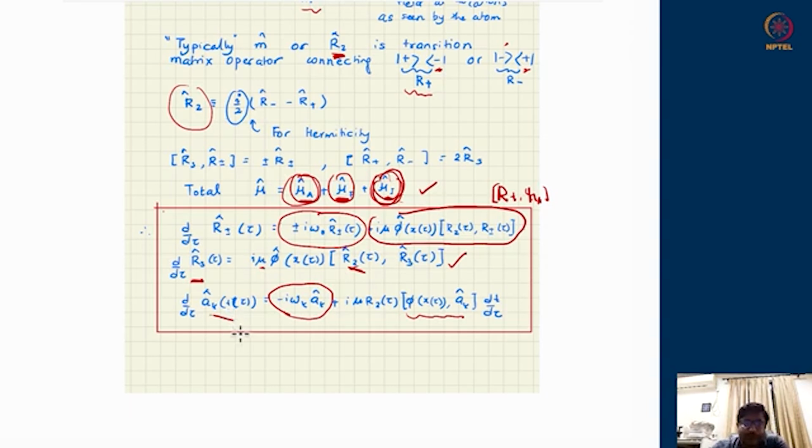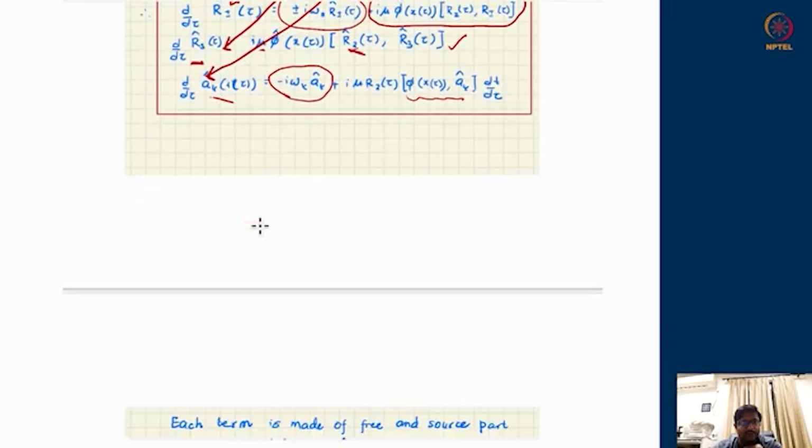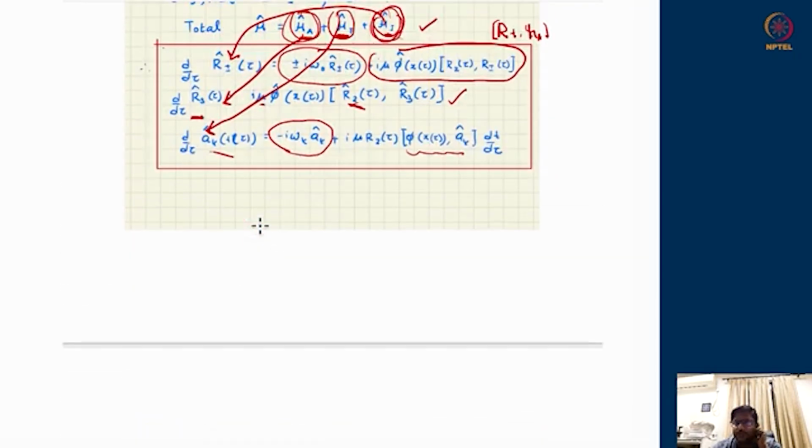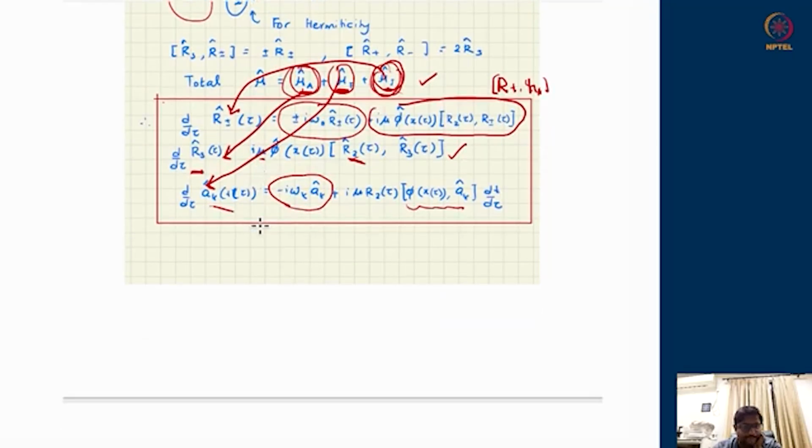So these are the relevant operators' time evolutions which appear in each of the pieces of the individual Hamiltonian. The atom Hamiltonian is made from R3, the field Hamiltonian is made from AK and AK dagger, and the interaction Hamiltonian is made from R plus, R minus, and phi. Therefore, we have the temporal derivative of all the relevant operators which appear at different places in the time evolution. So now we are ready to write down the total time evolution of anything.